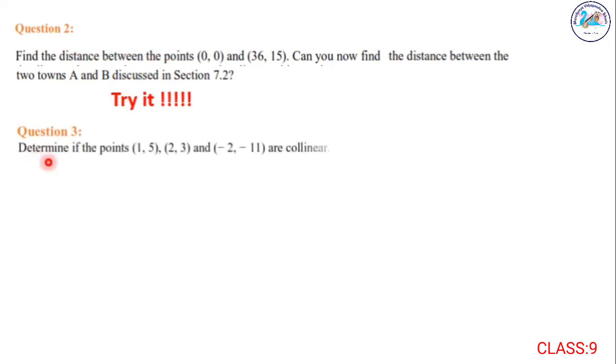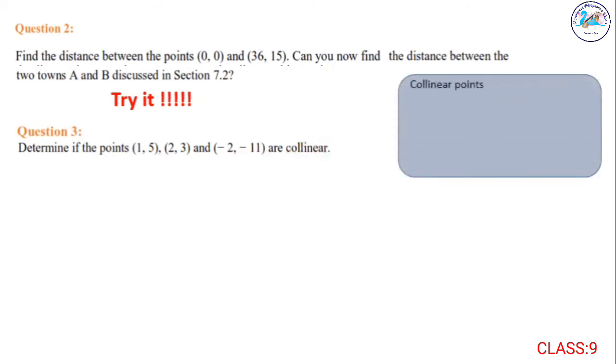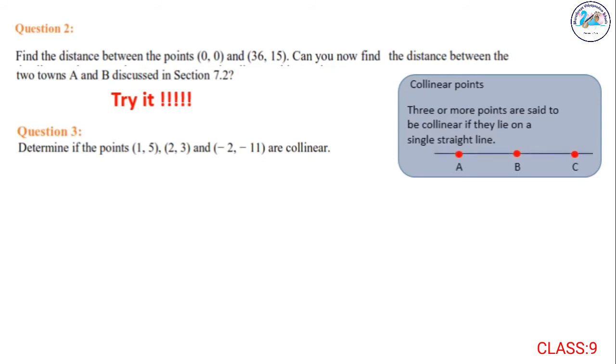Now we have to move on to question number 3, that is, determine if the points (1, 5), (2, 3) and (-2, -11) are collinear. Here we have to check whether these three points are collinear or not. First, let us have a quick recall about collinear points. Three or more points are said to be collinear if they lie on a single straight line. For example, if three points A, B, C lie in the same line, then we can tell that they are collinear points.